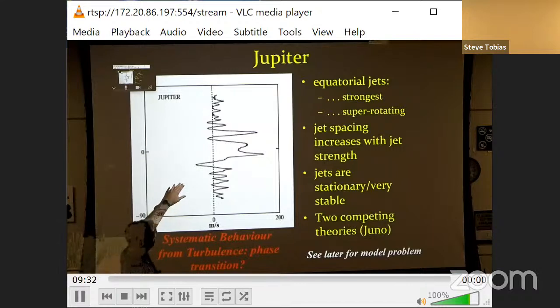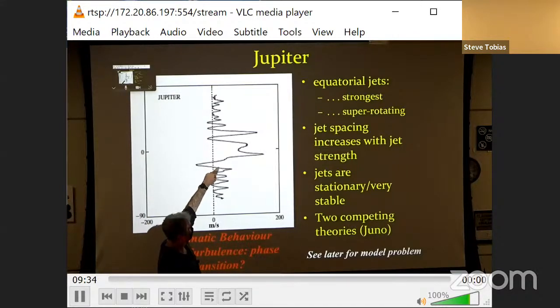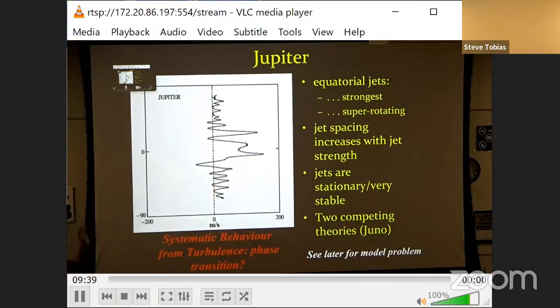As you go away, you still get jets. They're kind of narrower and weaker, but they're still there. These jets are stationary. They're very stable indeed. In fact, if you take observations 20 years apart, it's very difficult to see differences in the speeds of the jets to within the thickness of a line. So they're really sitting there, very stable on a sea of turbulence.